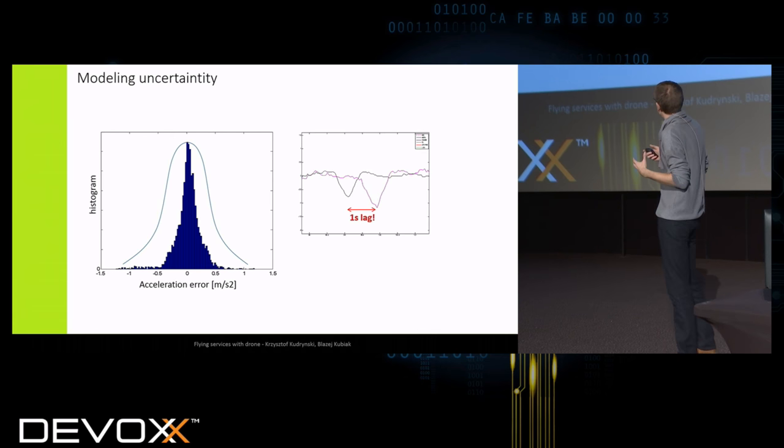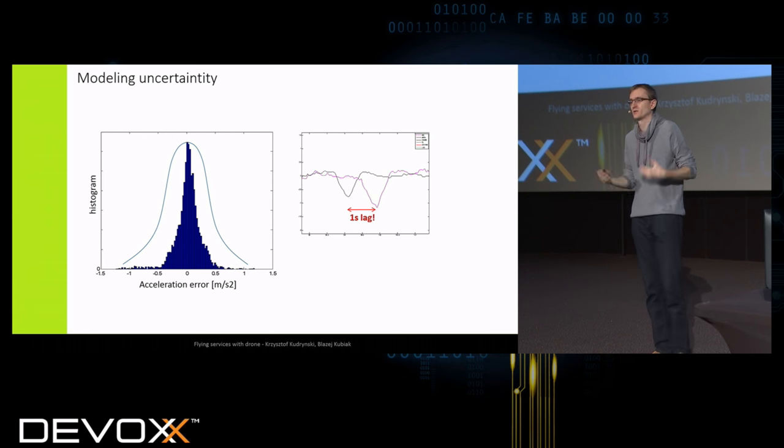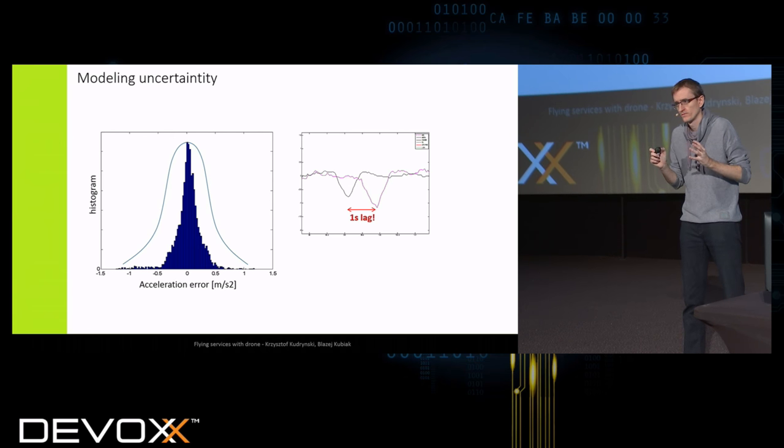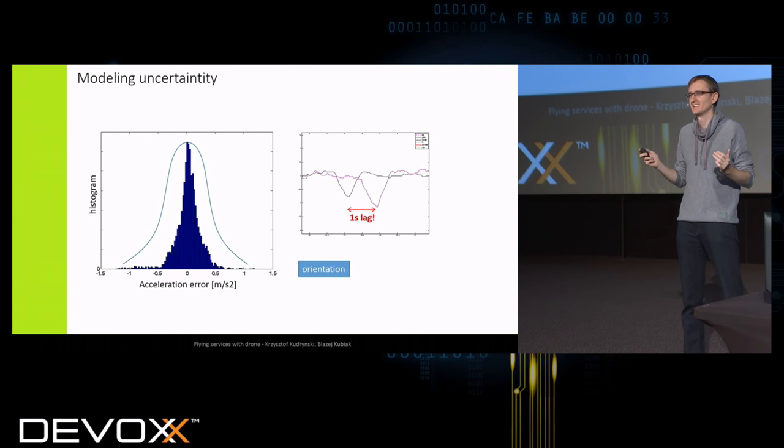Also, there is a lag between what you see in the camera and what you get from the sensors. And lags are killers for particle filtering. It is even better to say we don't know the acceleration than to say we have the acceleration measured and underestimate this uncertainty. So if you are in a situation where you are afraid that you will underestimate something, exaggerate it. That's what we did, and it worked.